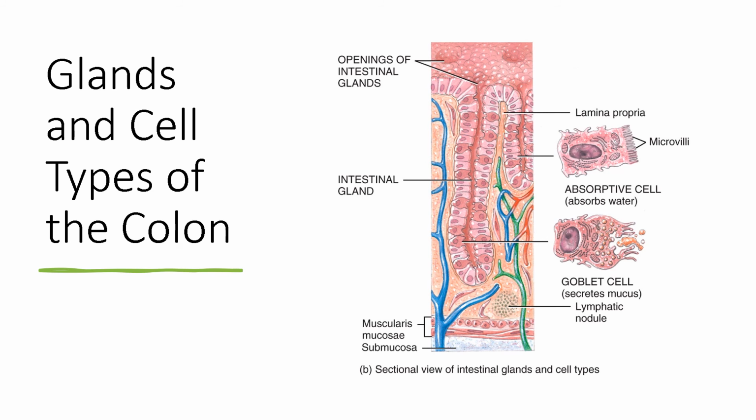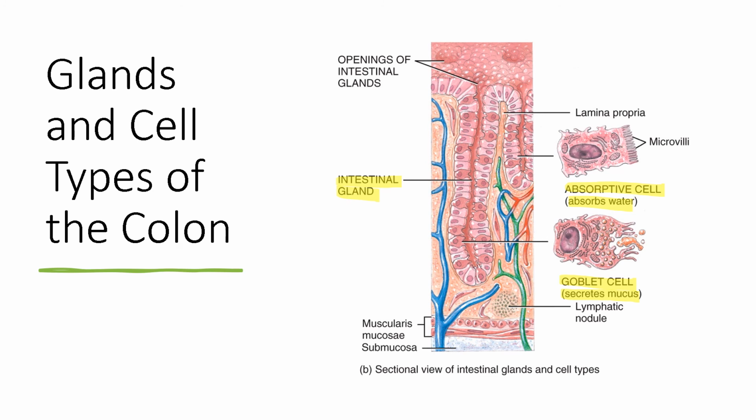The epithelium of the large intestine contains mostly absorptive cells and goblet cells. The absorptive cells function primarily in water absorption, and the goblet cells secrete mucus that lubricates the passage of the contents of the colon. Both absorptive and goblet cells are located in the long, straight, tubular intestinal glands that extend the full thickness of the mucosal layer.